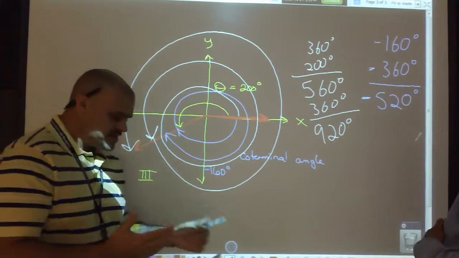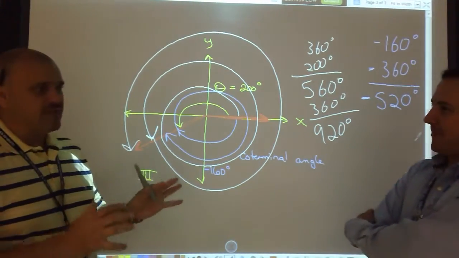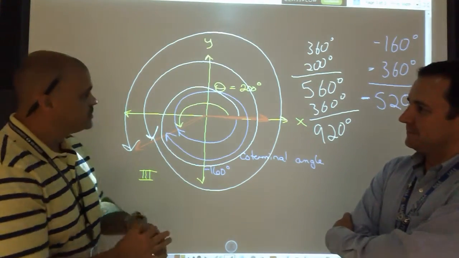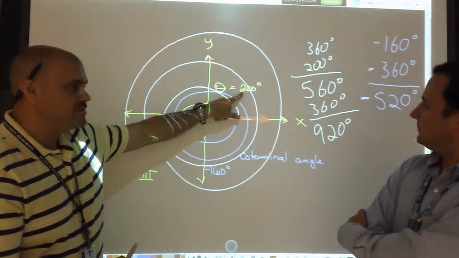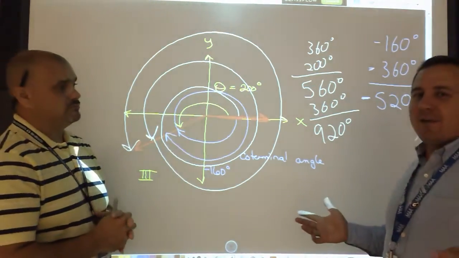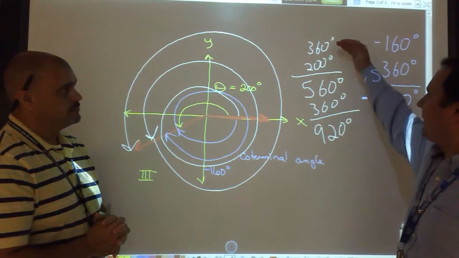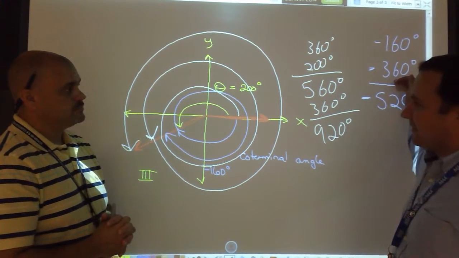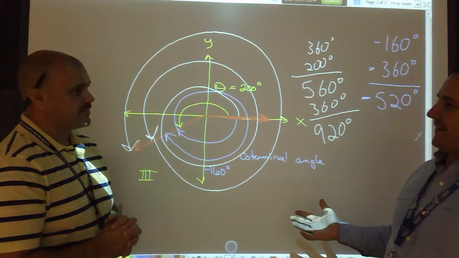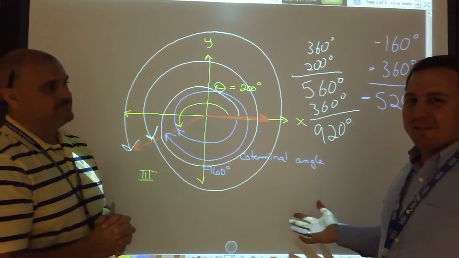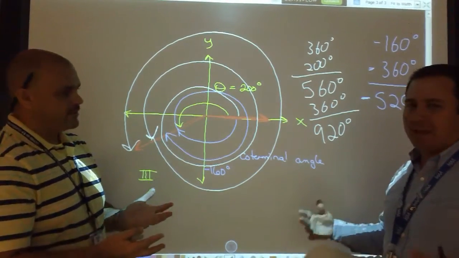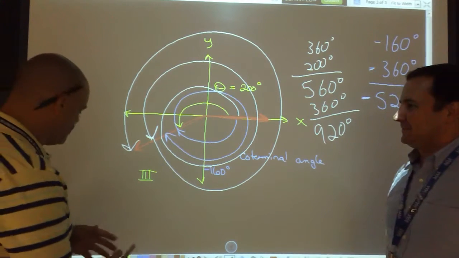So, Mr. Simmons, let me ask you this question. How many positive or negative coterminal angles do we have to this 200 degree theta? Well, the answer to that question is how many times can we add or subtract 360 to that angle? And it just depends on how patient you are. You could do it any number of times. There are actually an infinite number of coterminal angles for each and every angle. Okay, so I see.